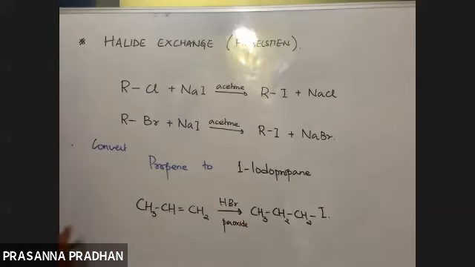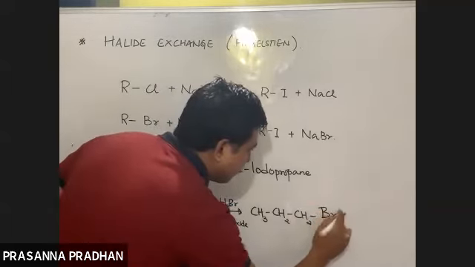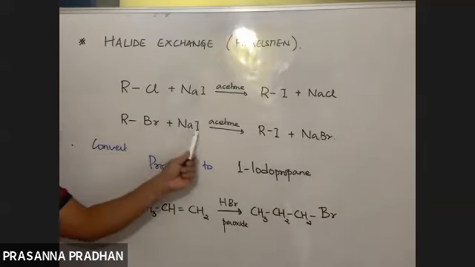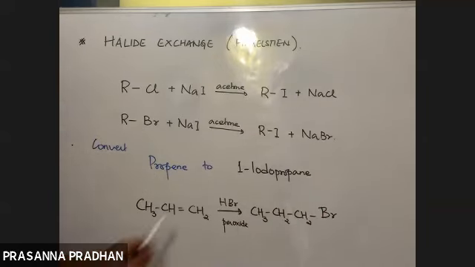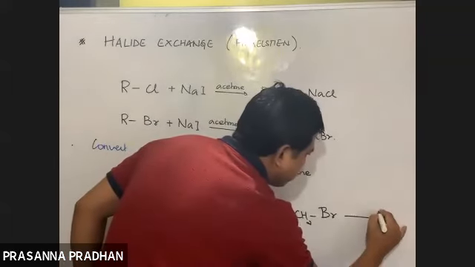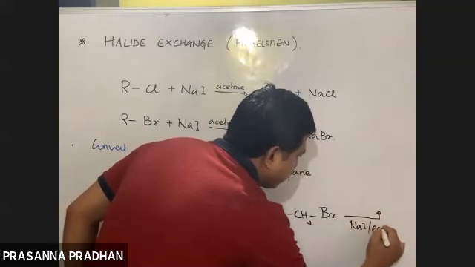I'll add HBr. So what will happen? The negative part will add to the carbon containing more number of hydrogen, so your bromine will be added out here. Now I need to prepare 1-iodopropane. By using this reaction, I can easily replace bromine by iodine. First with HBr and peroxide, I carried out anti-Markovnikov addition. Then by this Finkelstein reaction, by treating this with sodium iodide and acetone.